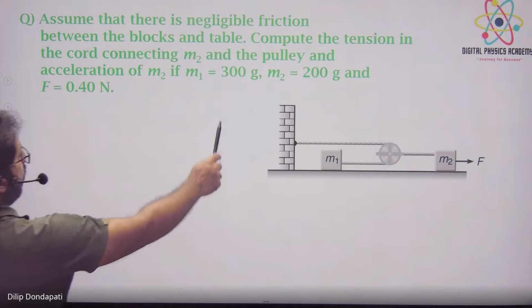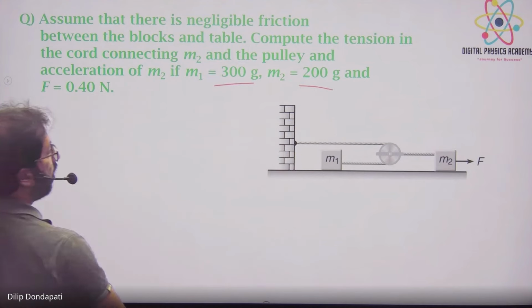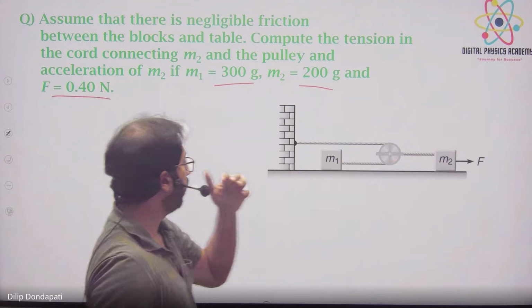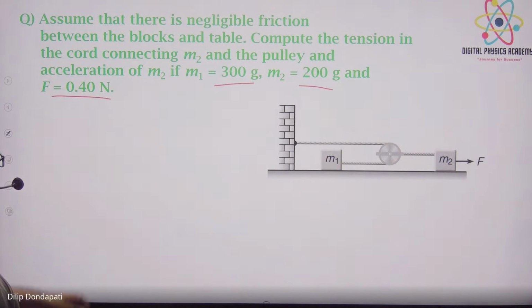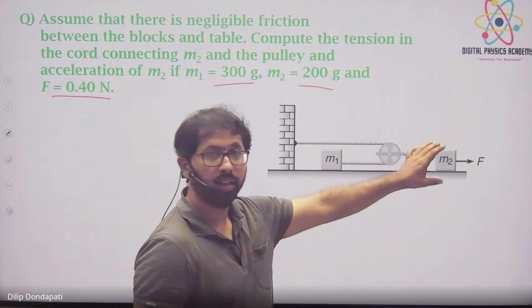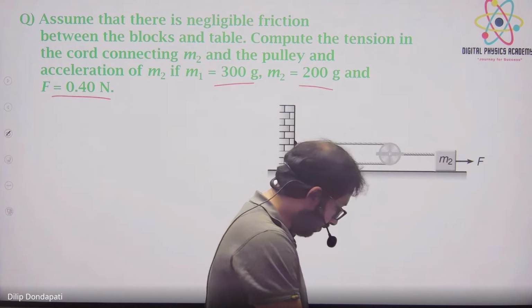Now masses are given, 300 grams, 200 grams, M1, M2 का, and force also given. With some force I am pulling the block. He is telling to find what? Compute the tensions of the string. देखो पुली तो मूवेबल है, आपको बहुत केयरफुल से रहने का.